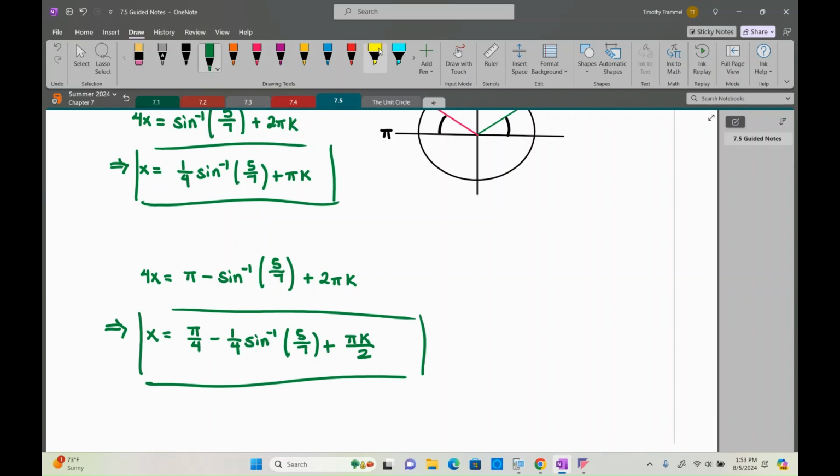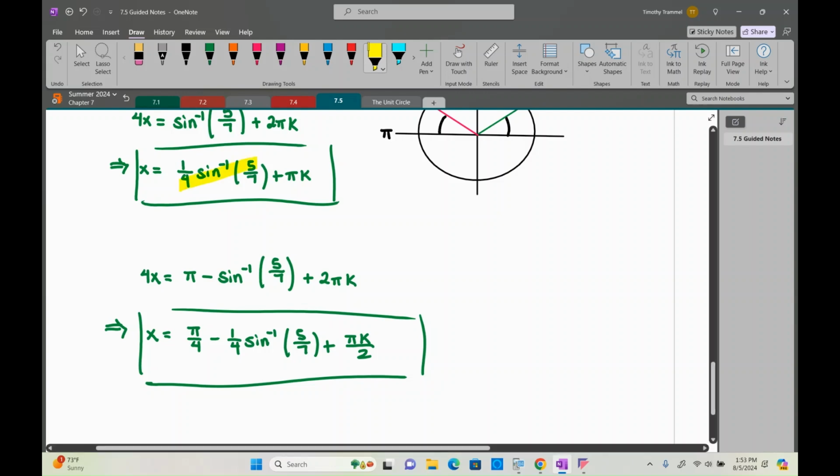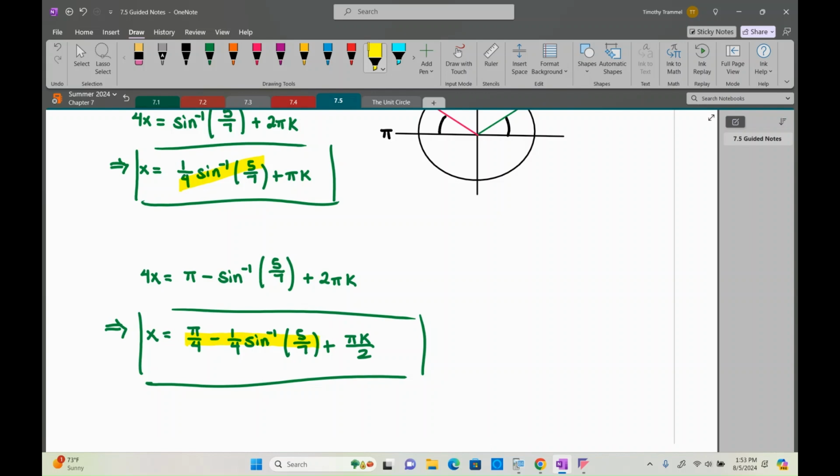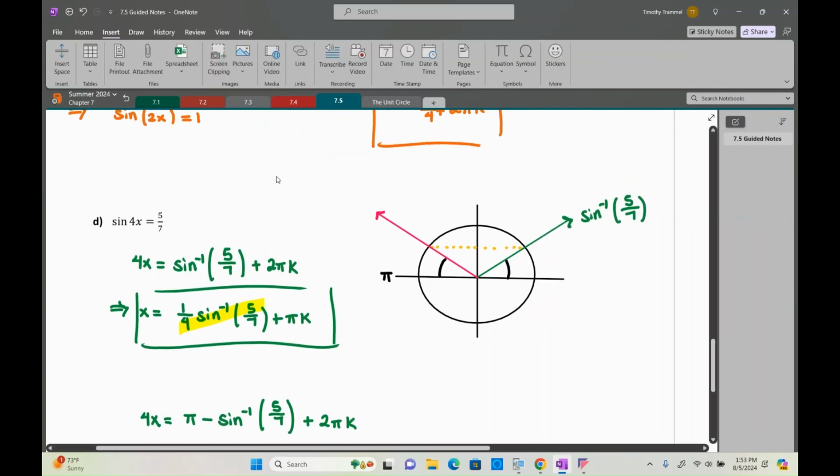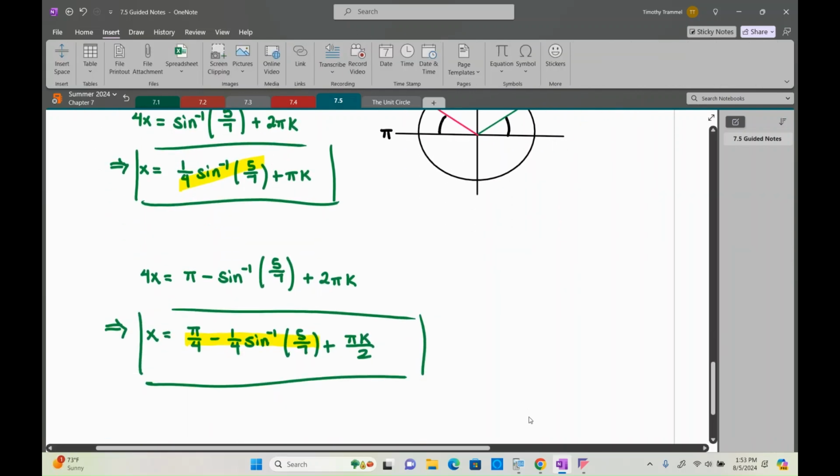I'd say the only difference between how I did this and what you might see on the homework is usually they're going to ask you to round the highlighted part here to like 3 or 4 decimal places. But the way I have it written is the exact answers. They'll probably ask you to give the approximate ones. But you'll still write plus pi k and plus pi k over 2. Okay. But this right here does wrap up section 7.5.